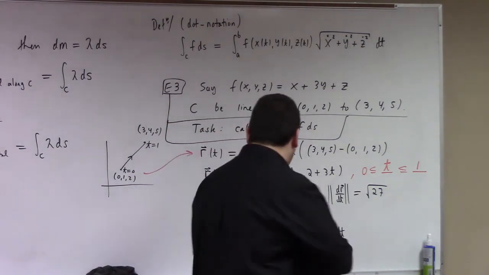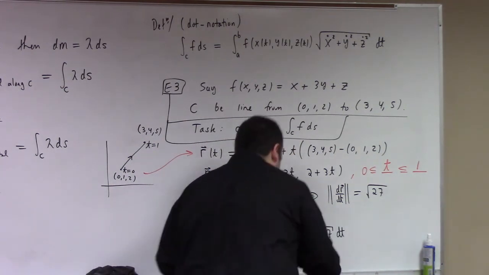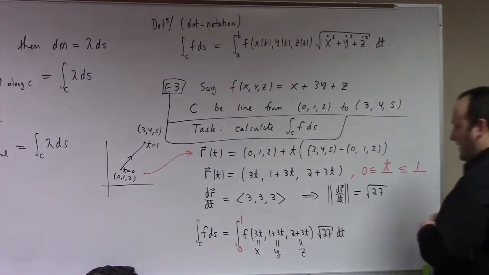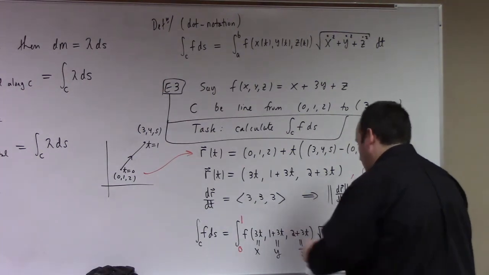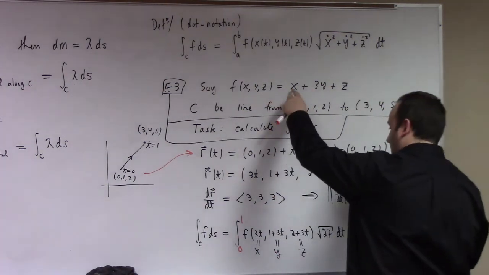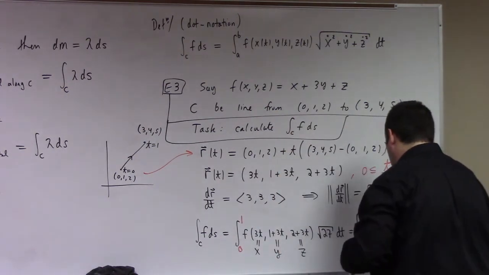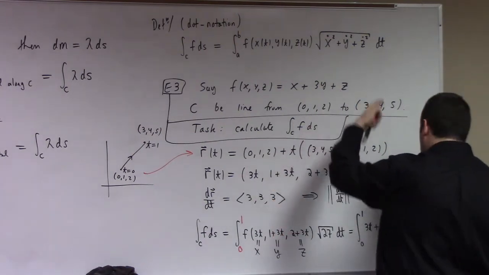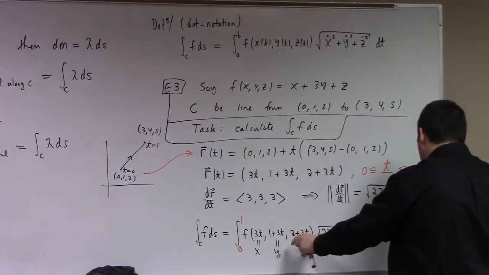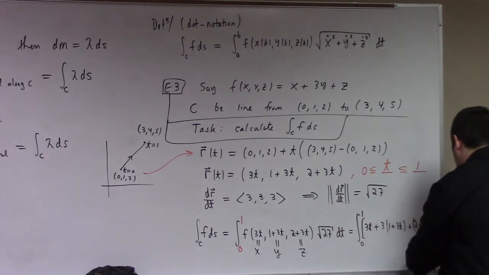What does this mean? F. So look, this is my x, this is my y, this is my z, right? So I actually need to plug those in. This is the integral from 0 to 1. So I'm supposed to do what? The rule is x, which is 3t, plus 3 times y. My y was 1 plus 3t. And then plus z. My z was just 2 plus 3t. And all of that times square root of 27 dt.